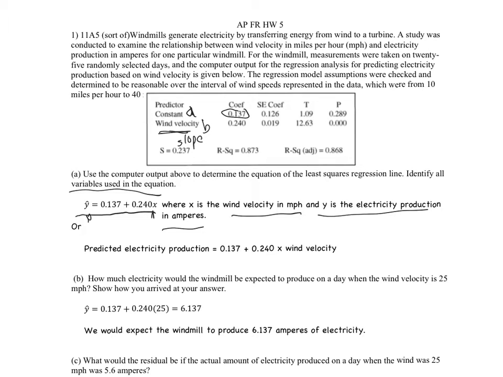The other thing you could have done, they had this as another alternative acceptable response, is you could jam it all into one, and instead of using symbols, just write out that the predicted electricity production equals 0.137 plus 0.240 times wind velocity. And then you're putting the variables right in there. I probably would do the first one just because that meshes more with how I think about things, but they accepted that second one too.